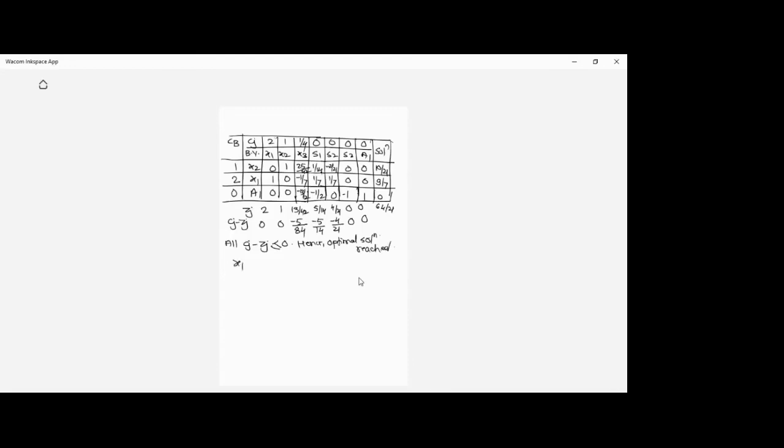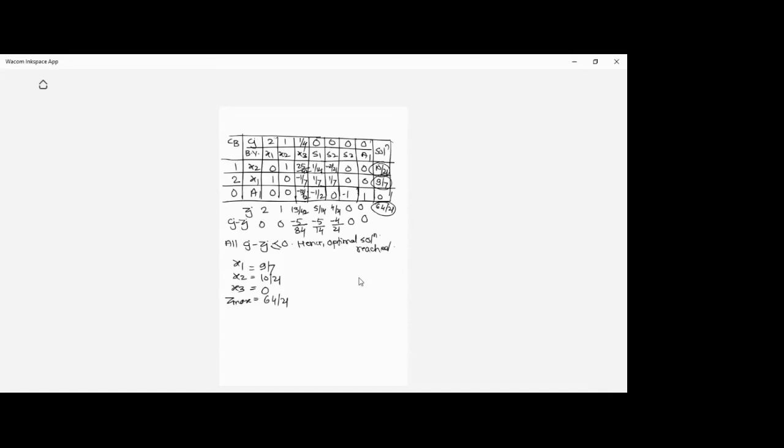Right? So we have to find out x1, x2, x3 and zmax values. Here the value of x1 comes out to be 9 by 7, right? X2 value is 10 by 21. X3 is not amongst the basic variables, so x3 value is 0, and the zmax value is 64 by 21. So this is how case 3 is to be solved.